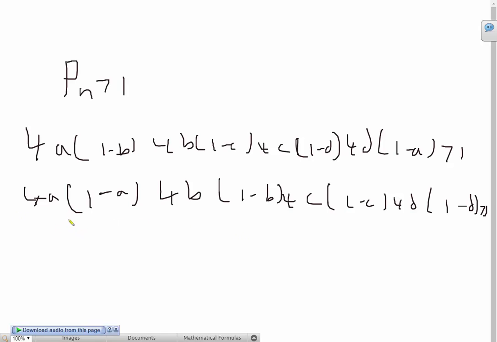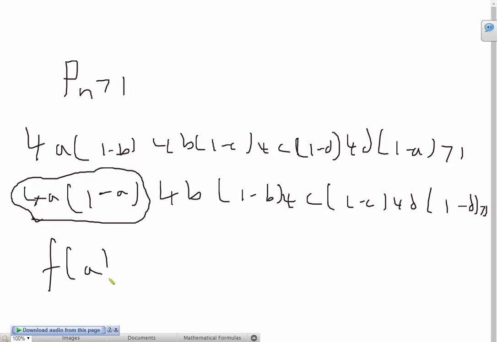Now let's look at how big this product can actually be. In order to do that, we have to look at an individual product. So let's just take 4a and 1 minus a. Let's say this is some function of a. If we expand this, we get 4a minus 4a squared. Differentiating with respect to a, we get f prime of a is equal to 4 minus 8a.